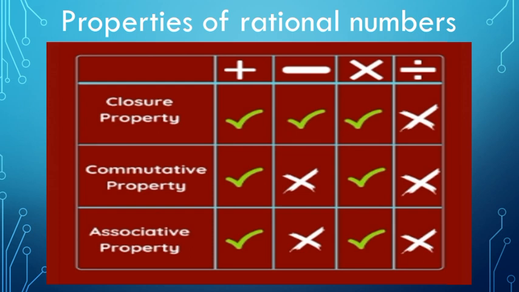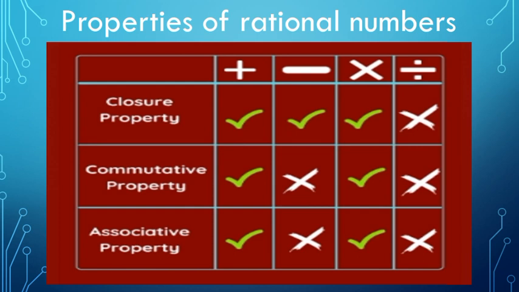Now let's see about division. Minus 3 by 2 divided by 1 by 2, you get minus 3. And if you divide it by 1 by 2, you get minus 6. And if you divide 1 by 2 divided by 1 by 2, you get 1, and minus 3 by 2 divided by 1, you get minus 3 by 2. Is 6 equal to minus 3 by 2? No. So division is not associative for rational numbers.